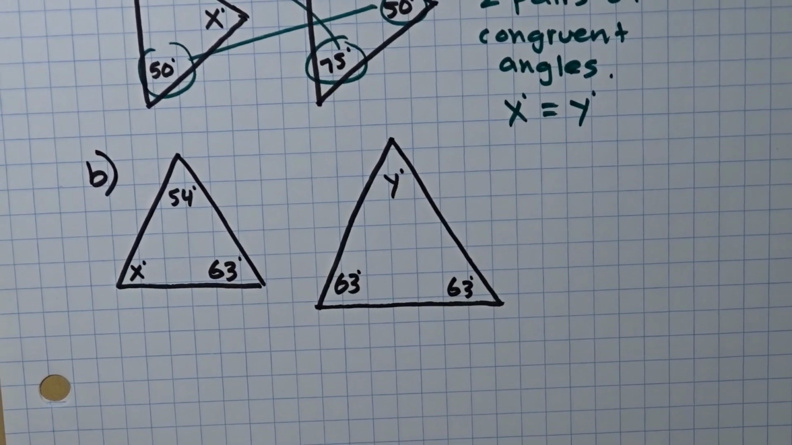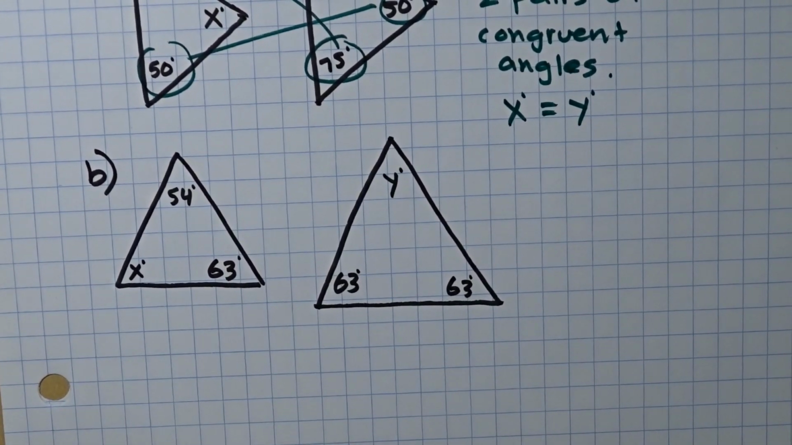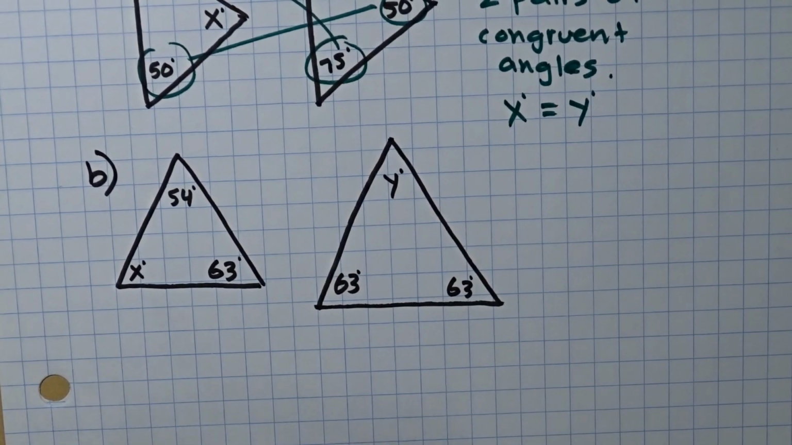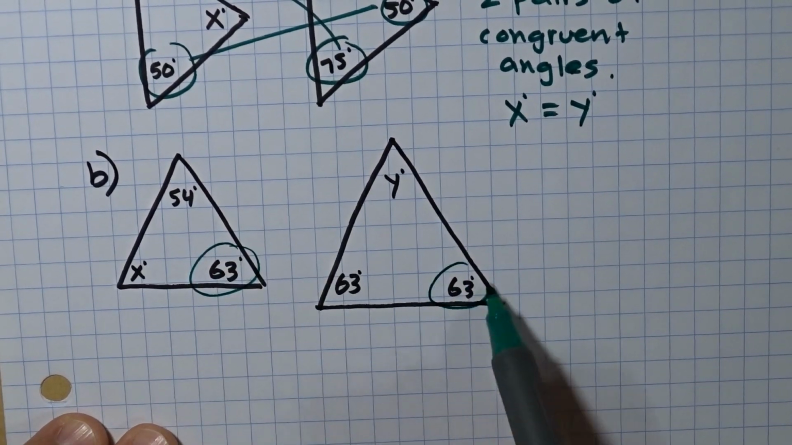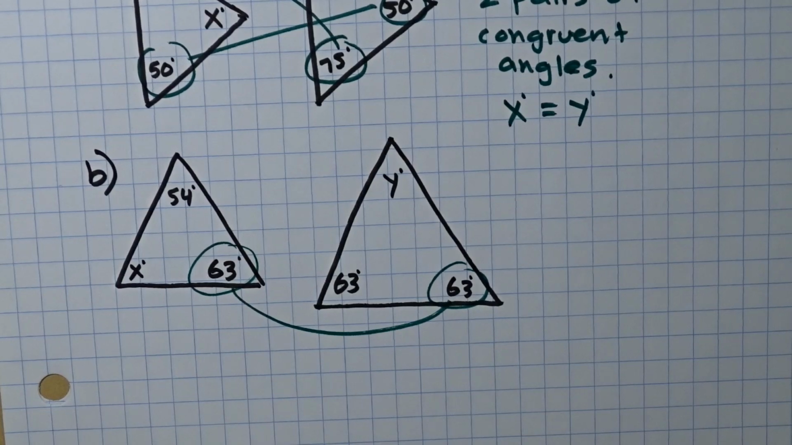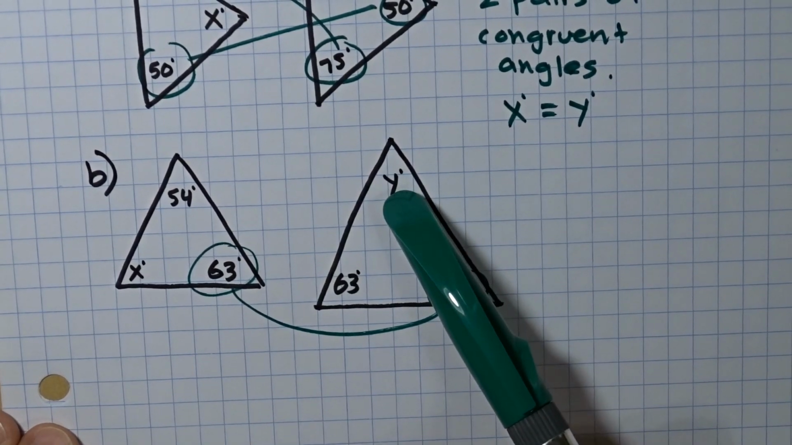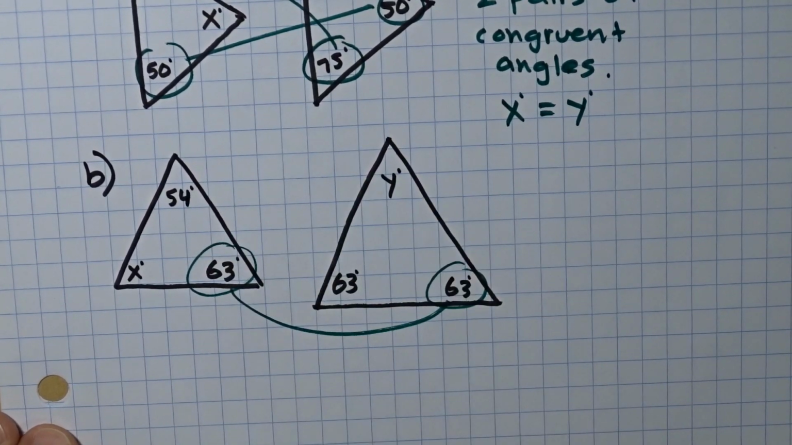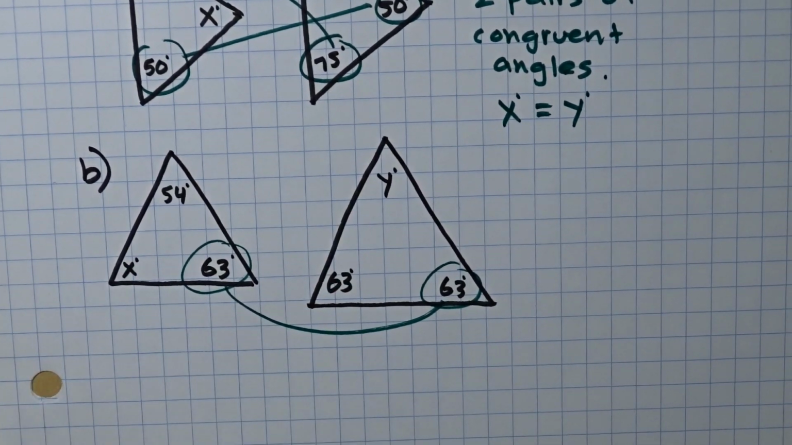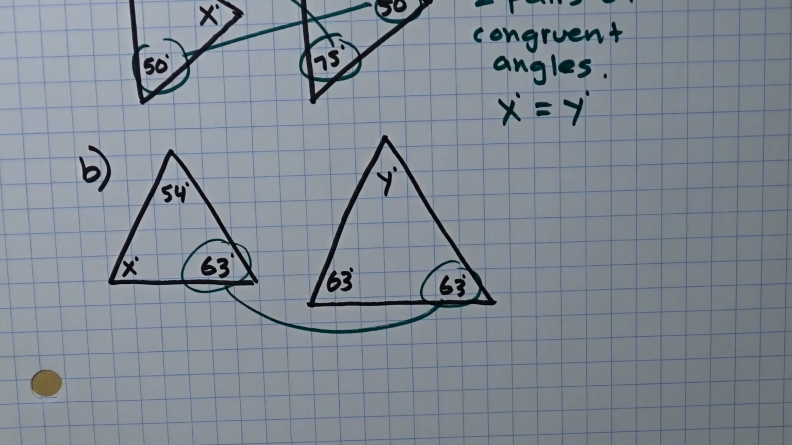So are these congruent? Do we have two pairs of congruent angles? So let's check. We have one pair. I see we have 63 and 63. Now I just need to check one more pair. It's possible that this one's 54, and that would say yes. Or it's possible that this one's also 63, and then I can say yes. But we won't know for sure until we find one of those missing angles.